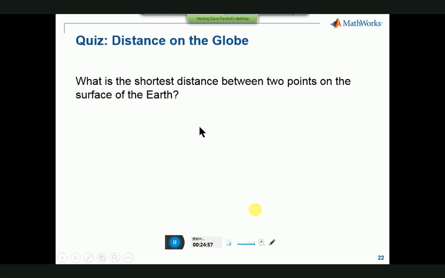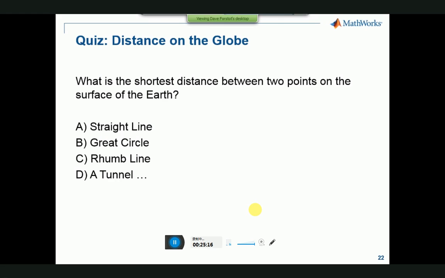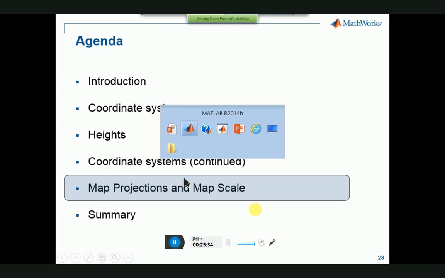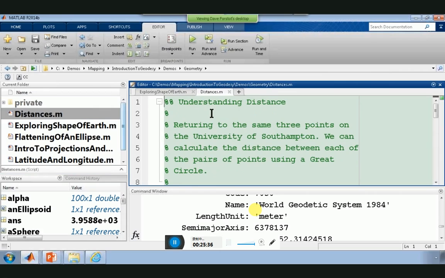So before we actually start looking at how to move between these, let me ask you a quick question on distance. What's the shortest distance between 2 points on the surface of the Earth? Straight line, great circle, rhumb line, or a tunnel? I think a tunnel might actually be the best answer, but in general, the answer that's widely accepted is a great circle. That is a path that involves the circumference of the sphere. So let's take a look at some of these distances and what they look like.